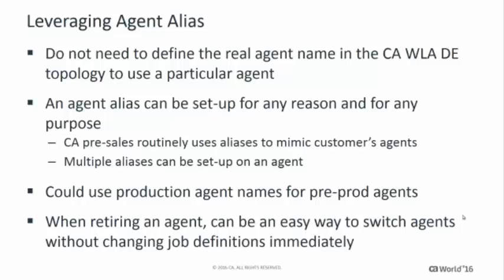So that way you can use the same agent names throughout the life cycle and never have to worry about changing agent names. This can also be helpful when you're retiring an agent, because you can switch agents without changing job definitions immediately. So in other words, you can create a new agent with an alias of the old agent name. At cutover day, you just cut over and change the host name or DNS of where it's going to, and now you can start using that new agent before you delete the old one.